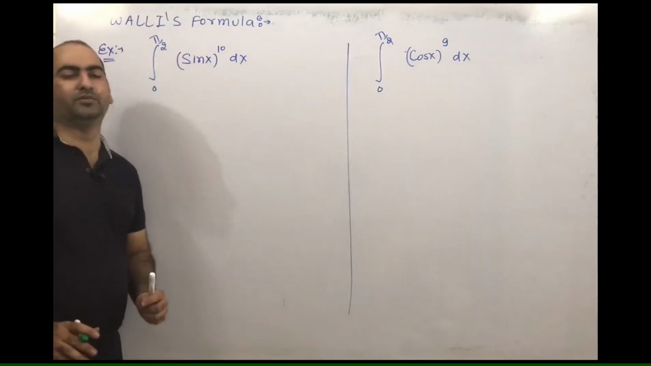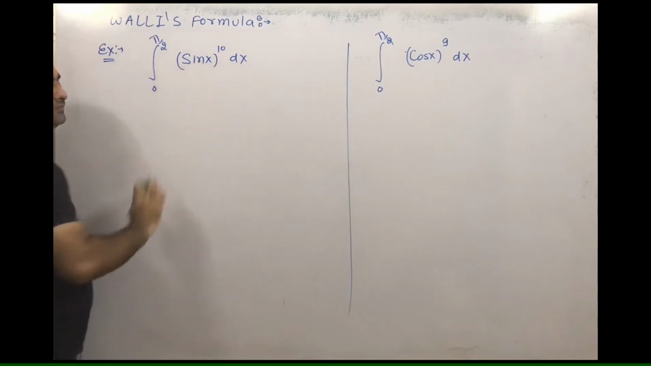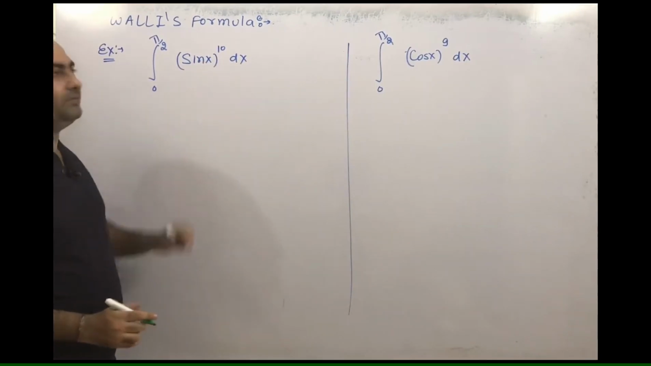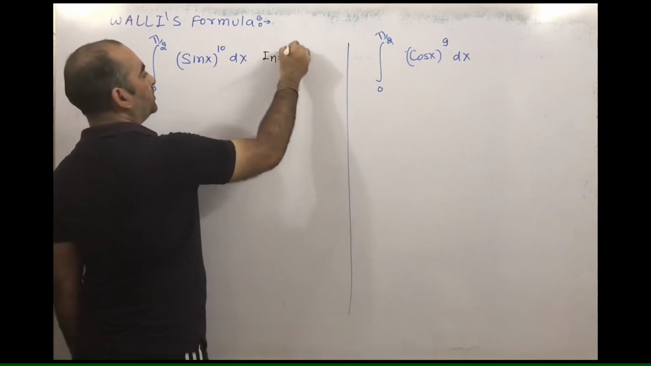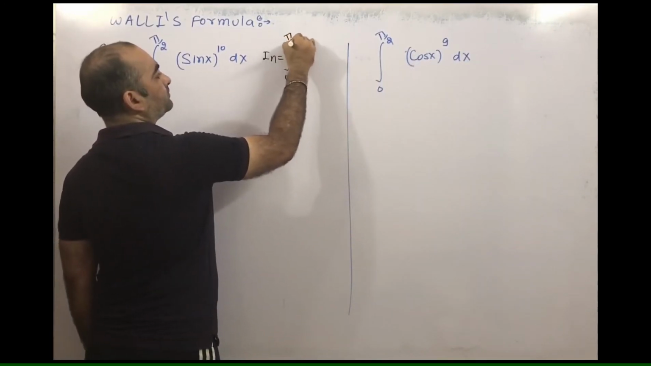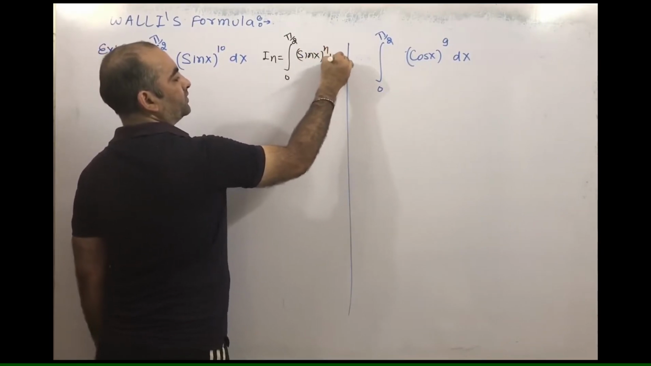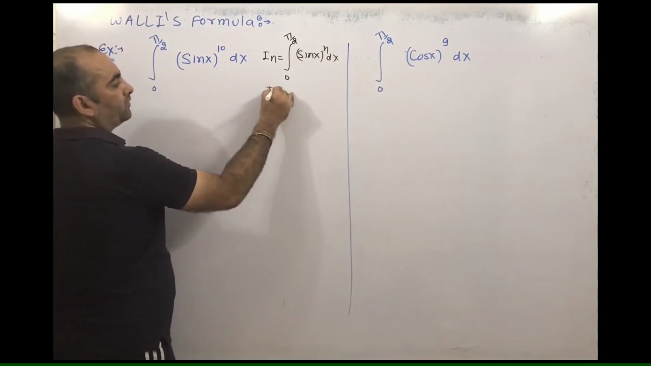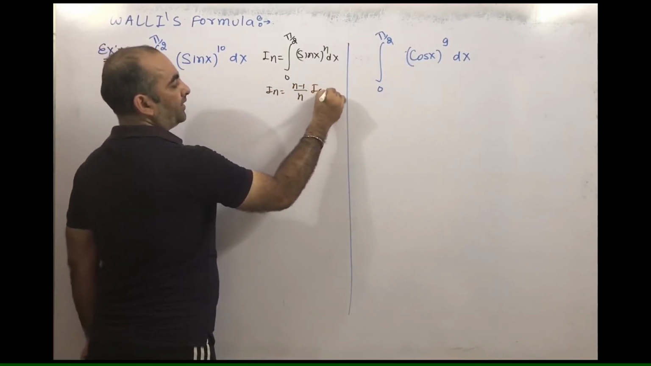We are discussing problems. The problem is: integration from 0 to pi by 2 of sin x to the power n dx. We have to solve this, and we know the formula: I_n equal to integral from 0 to pi by 2 of sin x to the power n dx. So what will come here? I_n equal to (n minus 1) divided by n times I of n minus 2.